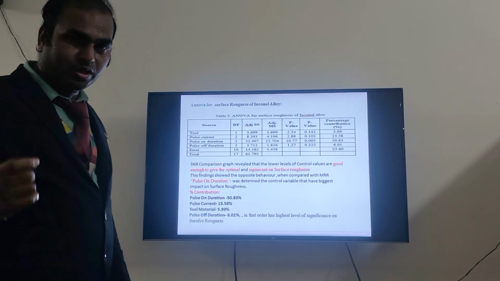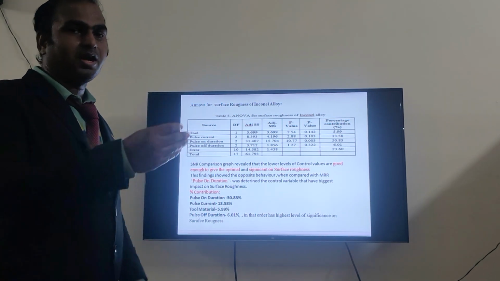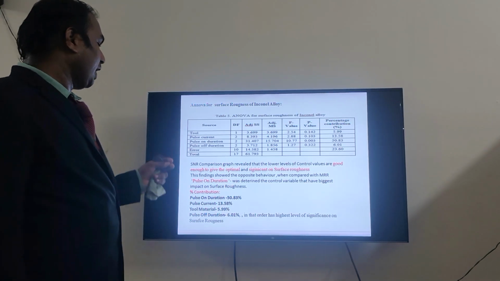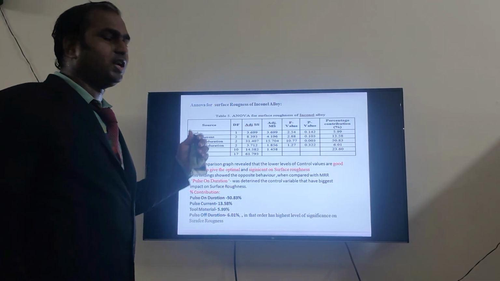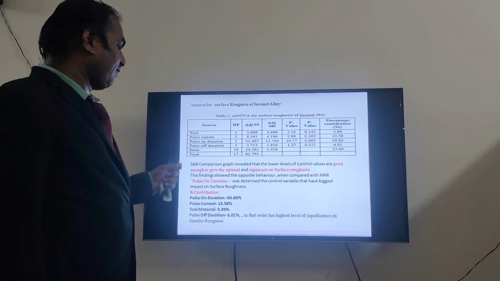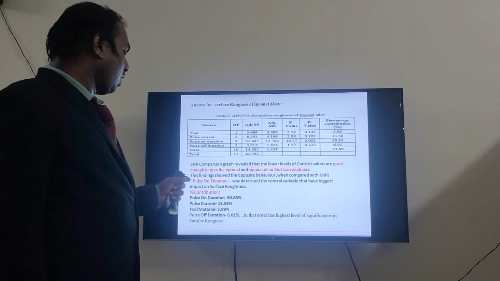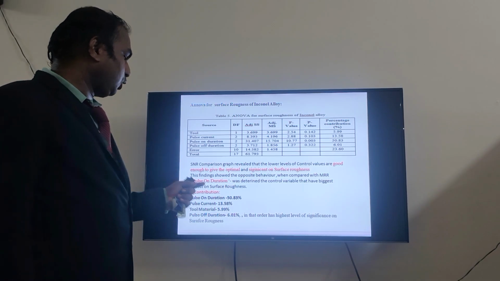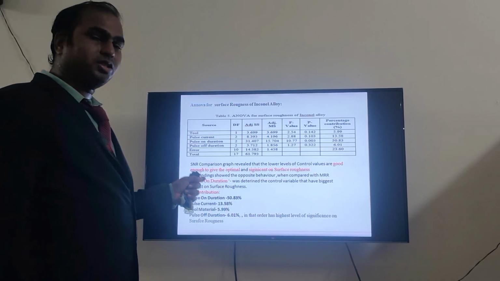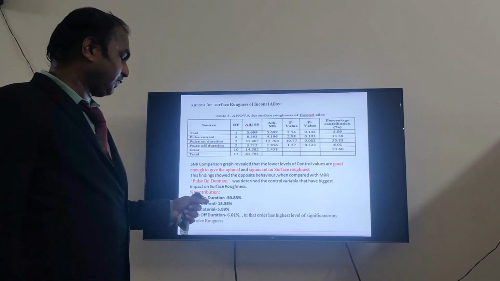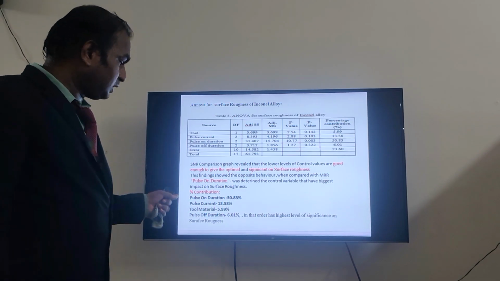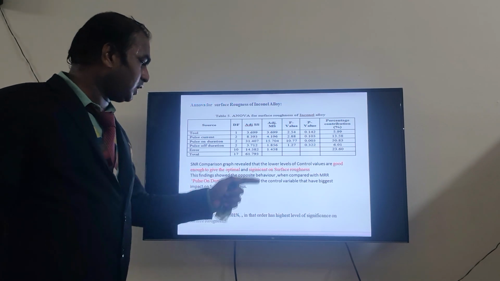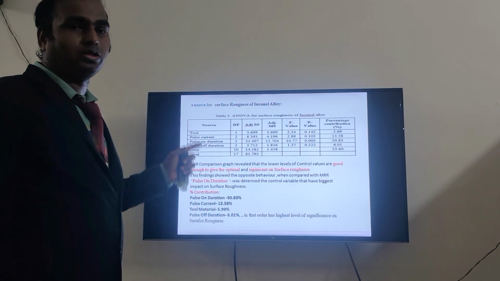Next I am using the same technique as for MRR, the ANOVA. In this case, the most important factors give the optimum and significant comparative surface roughness. The contributions are: pulse on duration 50.83%, pulse current 13.5%, tool material 5.99% and pulse off duration 6.01%, which indicates the high level of significance of these factors on surface roughness, as the graphs show.